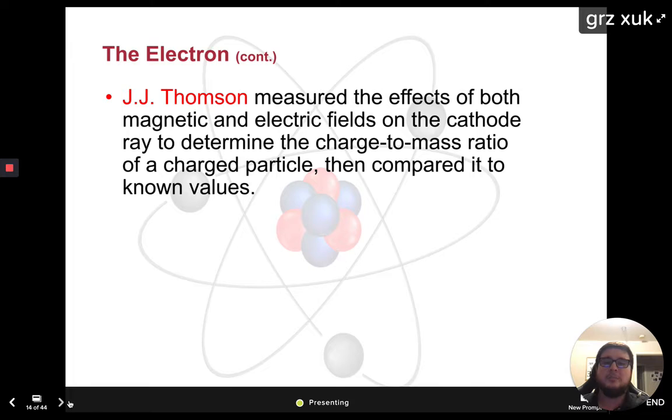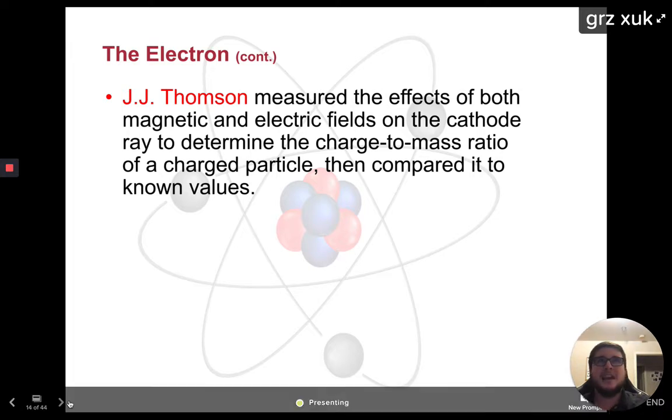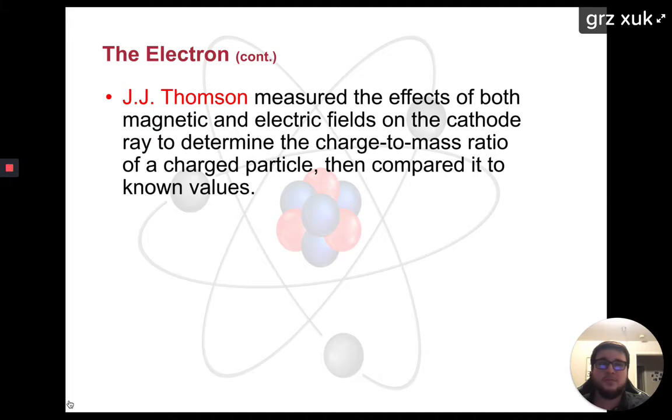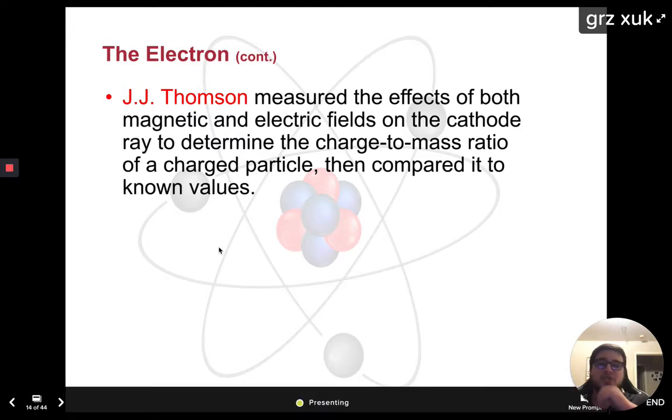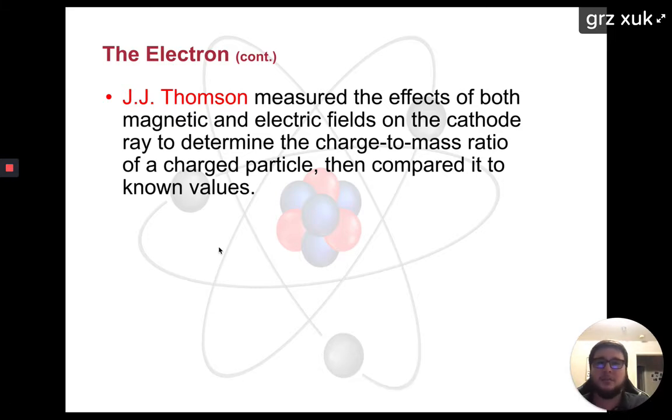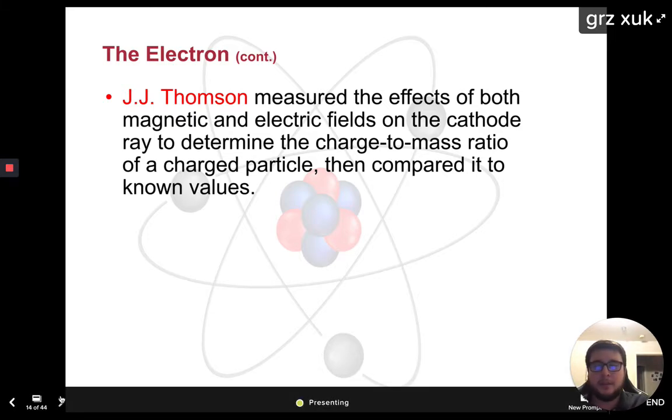Okay, so I'm not necessarily concerned that you know what exactly his methods were for determining what the charge to mass ratio is. I don't, because it's pretty complicated math. But I do want you to associate JJ Thomson with the cathode ray experiment and with the discovery of the electron. Okay, that's the big thing.